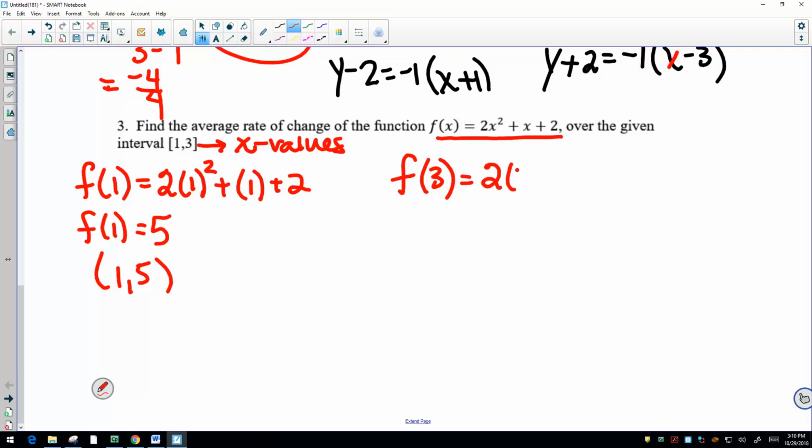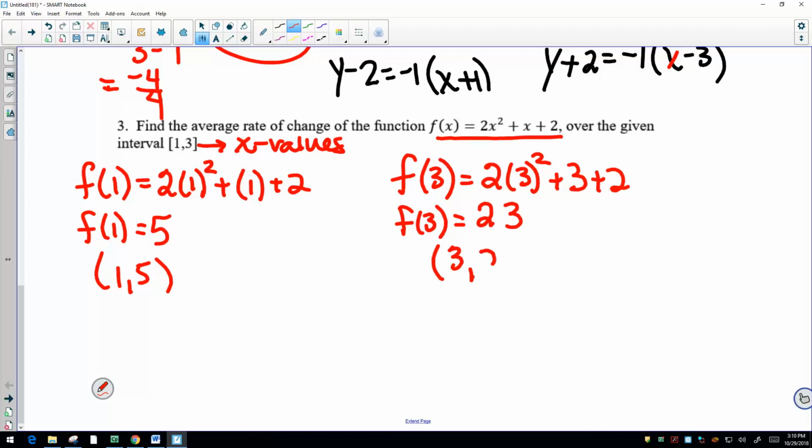So we're going to evaluate the function for when x is 3. So plug in anywhere you see an x, make it a 3. And when you simplify this, you're going to get 23. So again, now this is going to get you a coordinate 3, 23.